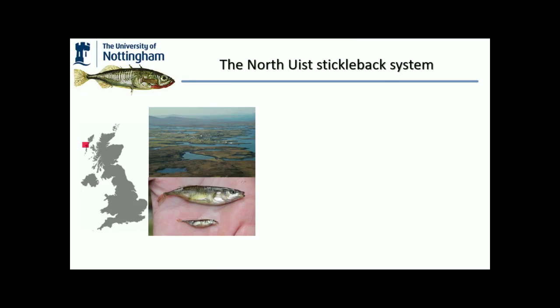We've been looking at these interactions in the North Uist stickleback system. North Uist is off the northwest coast of Scotland, and stickleback make a really nice system for asking these kinds of evolutionary questions. When marine fish invaded during the previous glaciation, they were trapped in various lochs around the island. Each of these lochs, with its own environmental variation, creates a natural laboratory for evolution to take place.